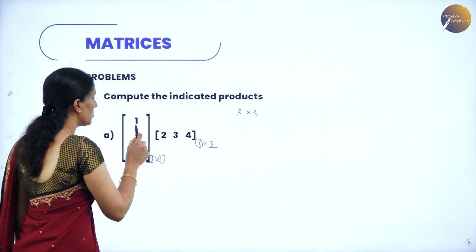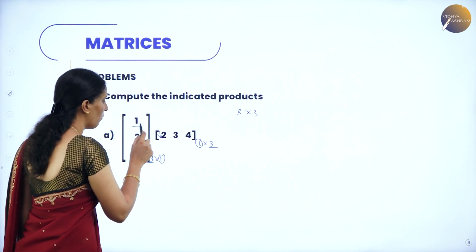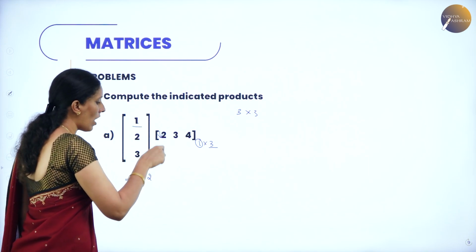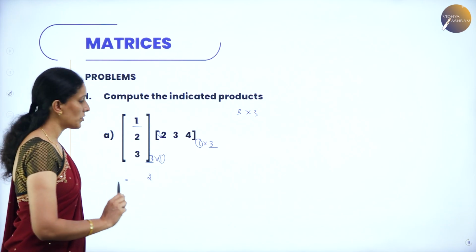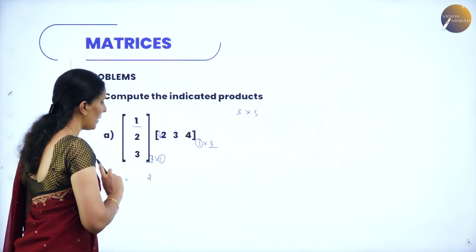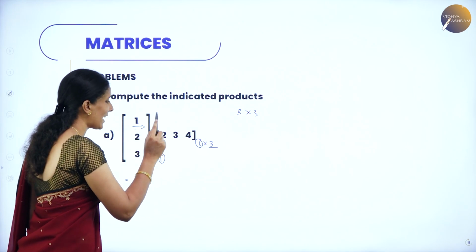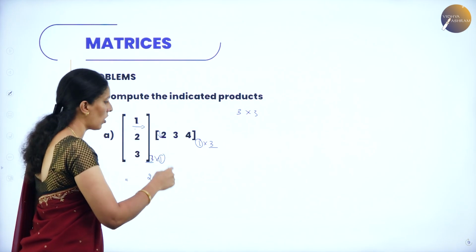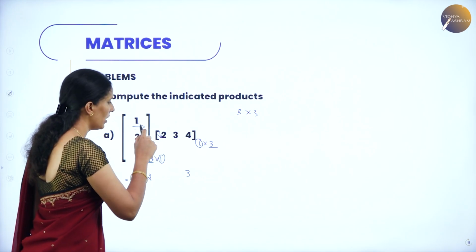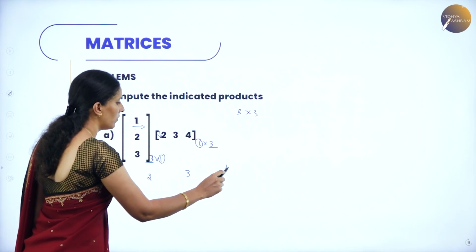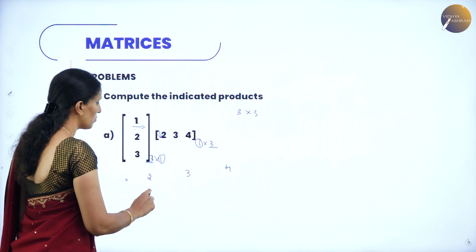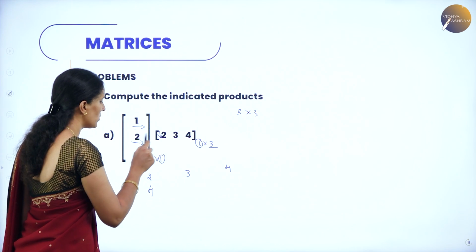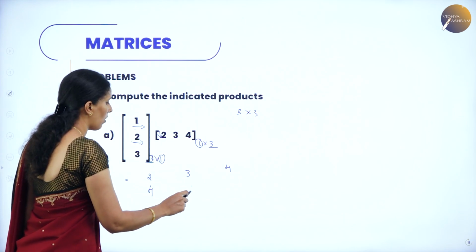Let's multiply. First row, first column, 1 twos are 2. There are no other elements to sum up, so we'll stop here. First row, first column element is done. First row, second column should be written in the second column element. 1 threes are 3. First row, third column, 1 fours are 4. 2 twos are 4. Next, second row, first column. Second row, second column.